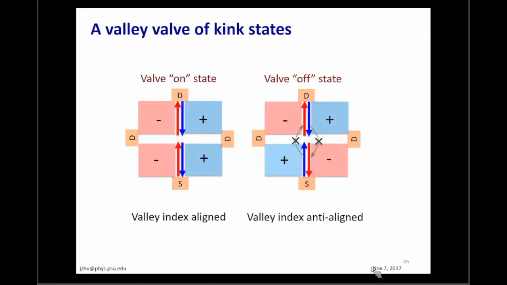Okay? So now let's try this operation of this valley valve. I'm going to show you experiments where I align the valley index and where we anti-align the valley index. Now I've shown you we can more or less keep inter-valley scattering at bay, right? So this should not happen a lot. There should be high resistance in this configuration, and low resistance in this configuration.